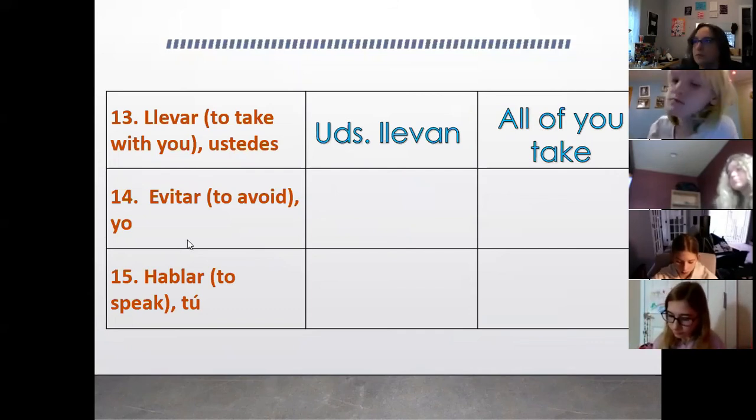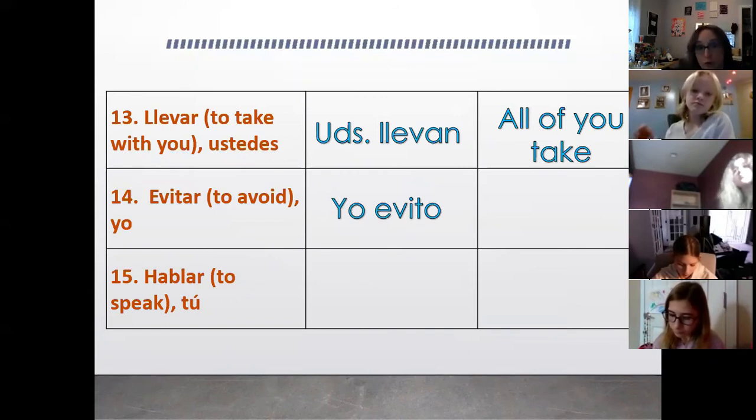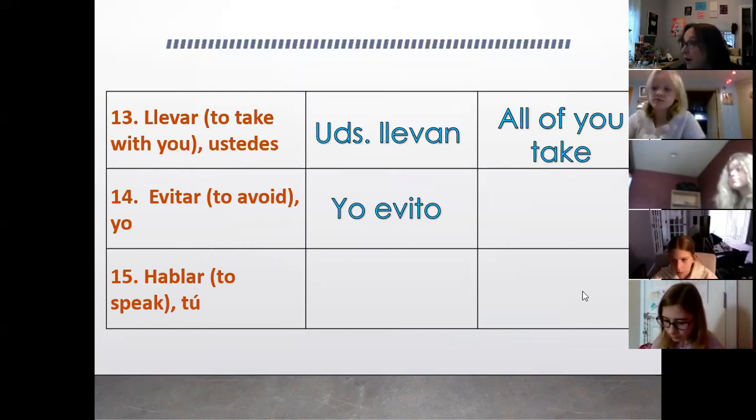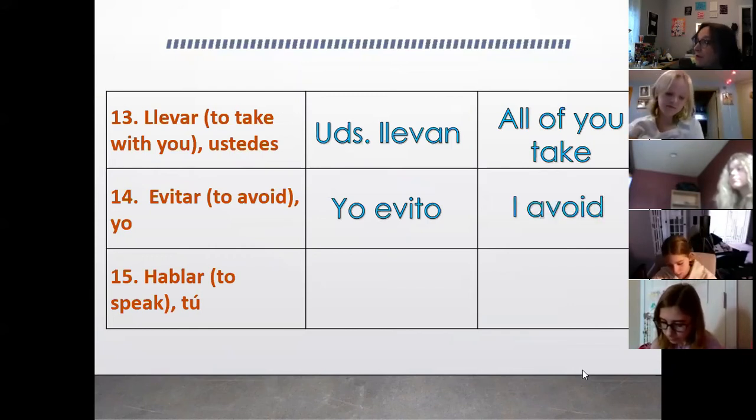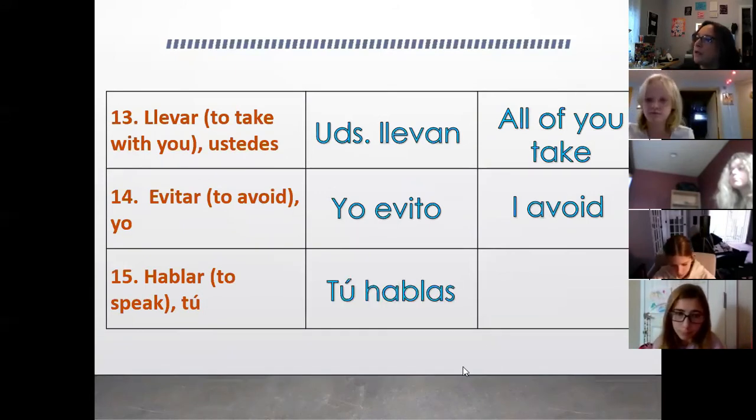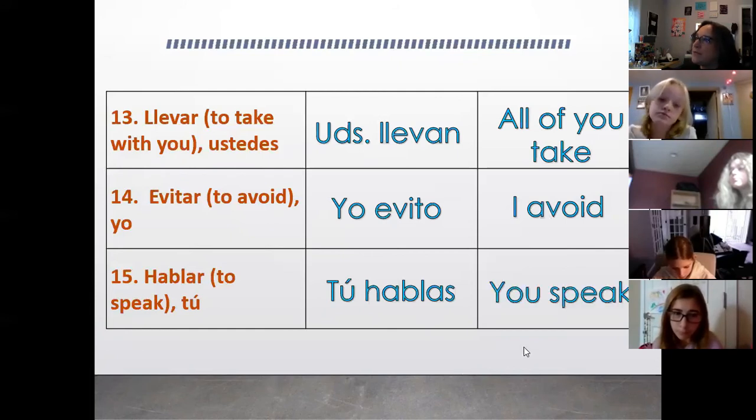Yo. Just put an O on the end of it. Yo evito. Again, if you don't know how that verb box works, you can't do this. It's really hard. It's next to impossible to figure it out. So, yo evito, I avoid. Tú hablas, you speak.